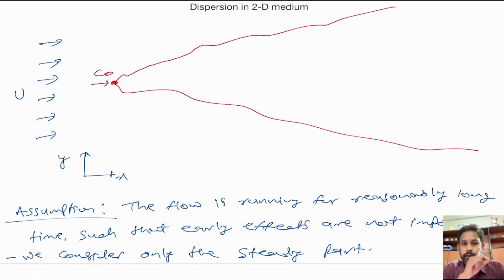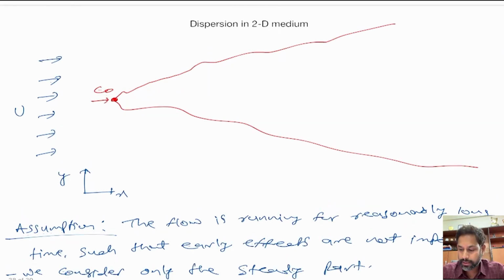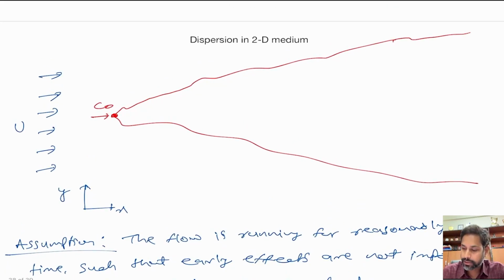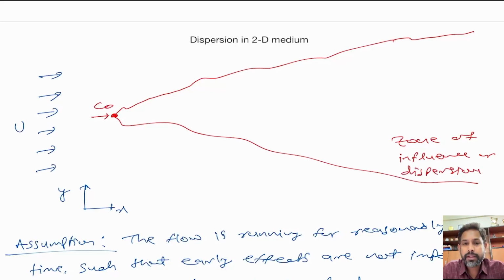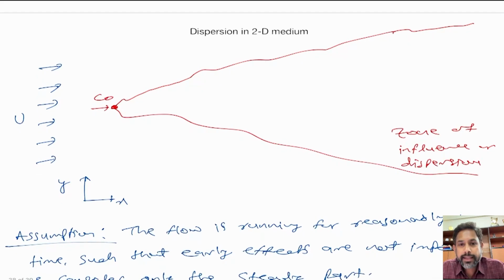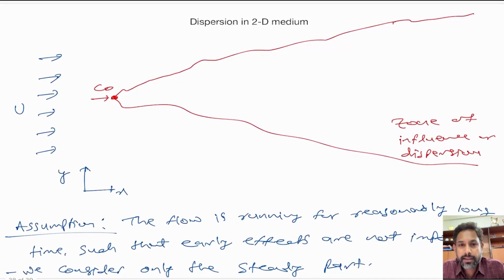We assume that this has been going on for a long time, and this concentration profile or this spread, okay, that you see, or this is also called the zone of influence or dispersion, has already been formed. Okay, in that case, the unsteady part in the dispersion equation will not really be important, and that's why we are considering the 2D medium.